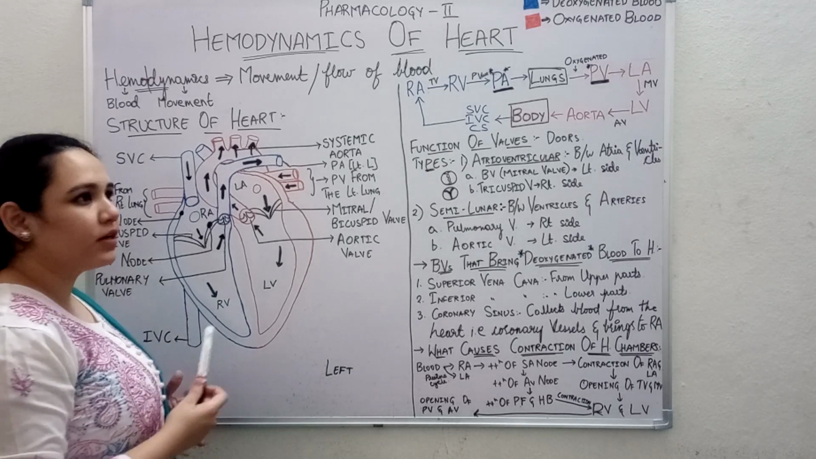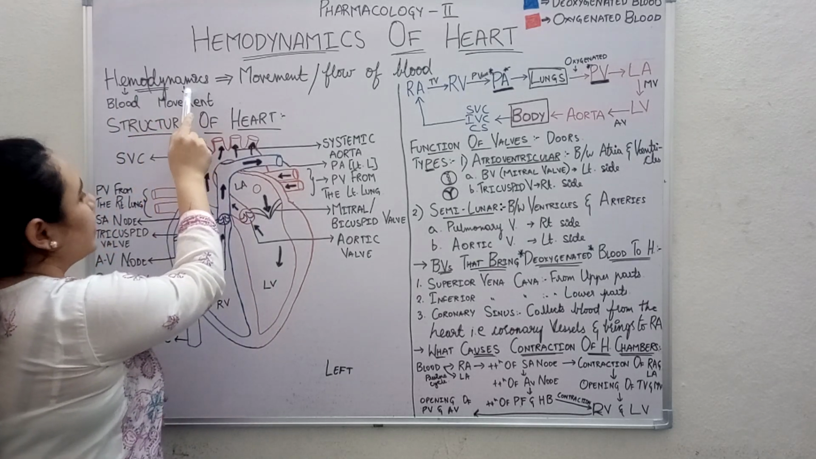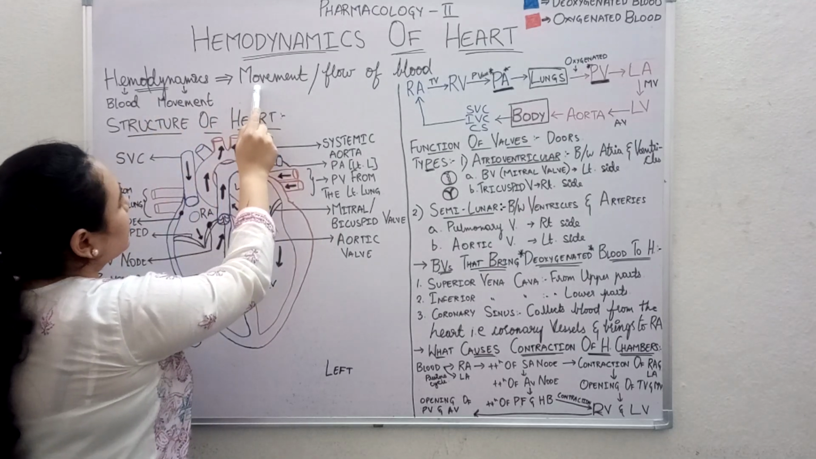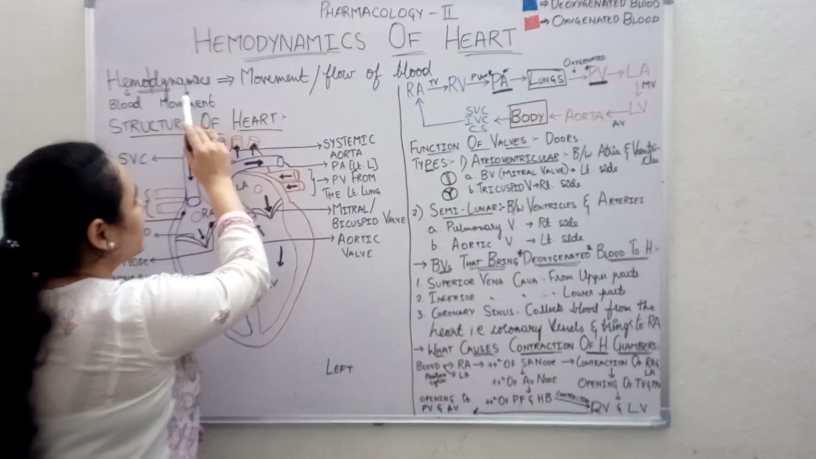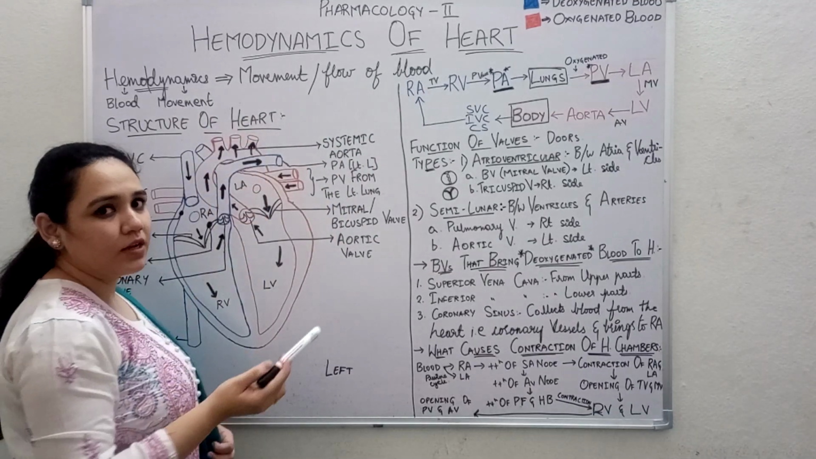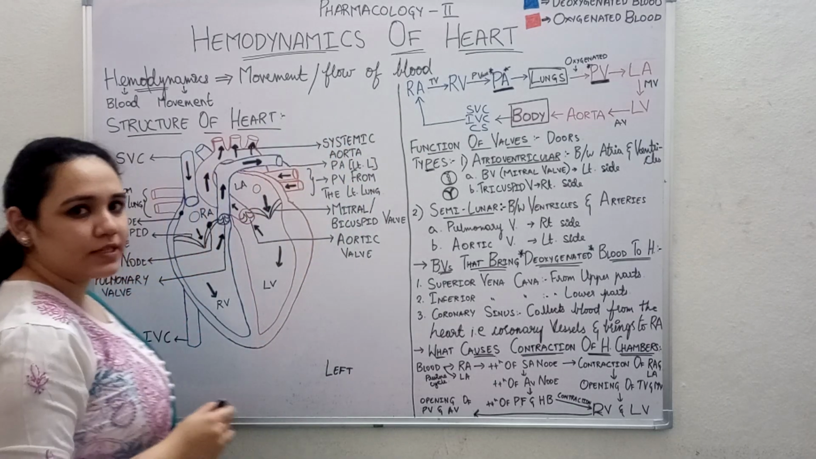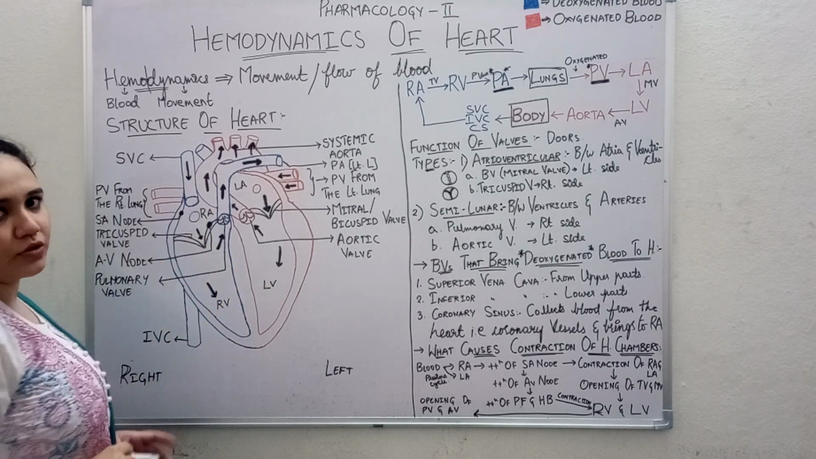Hemodynamics: hemo means blood and dynamics means movement. So, hemodynamics means movement or flow of blood. Because we are studying the hemodynamics of heart, we are going to study the flow of blood in the heart. Before understanding that, we need to have a clear picture of the structure of the heart.